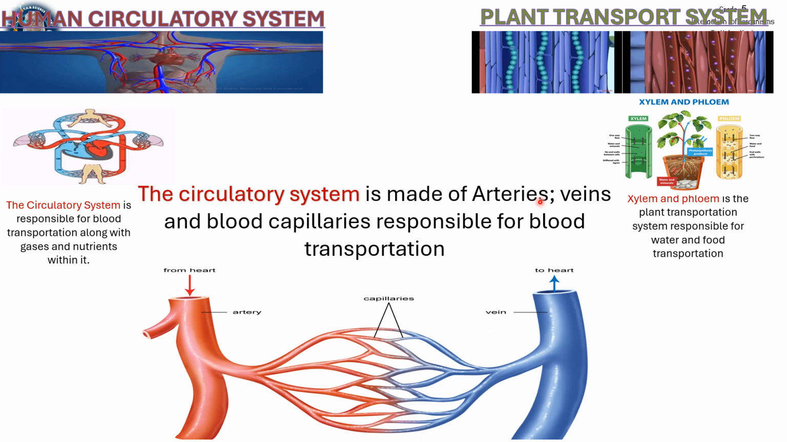Okay. So the plant transportation system is made of phloem for the food and xylem for the water. The circulatory system also has two parts to transport, two ways. The arteries come from the heart with oxygenated blood carrying oxygen, and the veins move into the heart with blood carrying carbon dioxide. Okay.